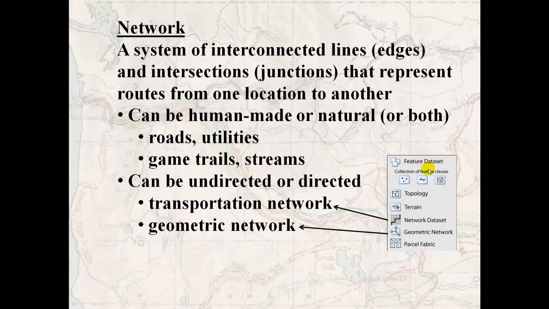There are other types of feature data sets that you might use, a terrain data set that allows you to model the terrain. Here the network data set is what you store the transportation network in. A geometric network is what you would store like a water utilities network in. And there's another type of data set that you can use to store partial information, which is called the partial fabric.